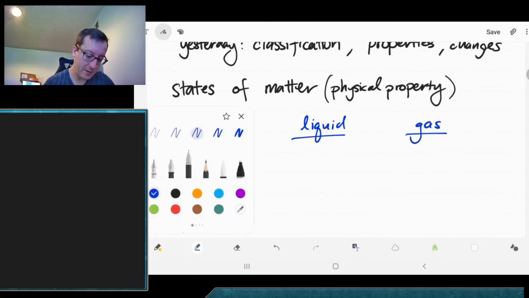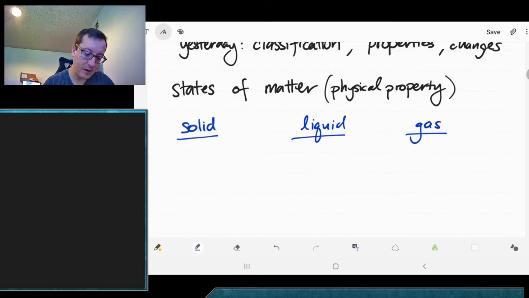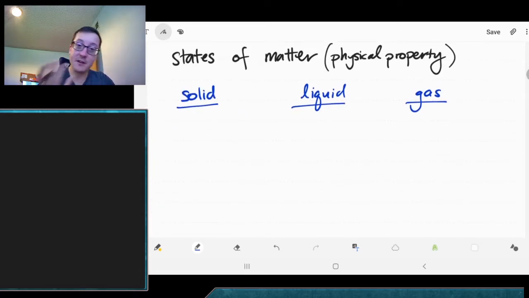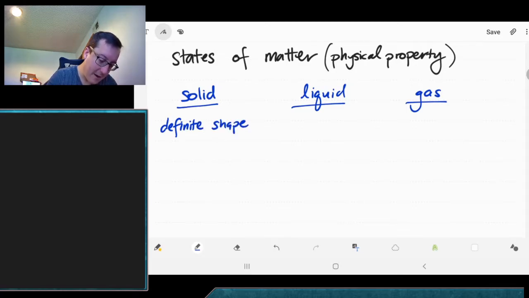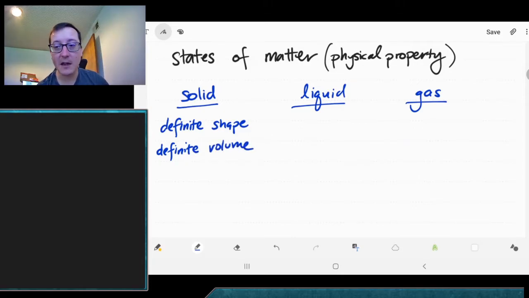So, when we're talking about solids, we can stay with dark blue. We can define a solid as having a definite shape and a definite volume. Meaning that at any given time, your solid of interest will have its shape, and that shape does not change. And it also occupies the same amount of space no matter where it is.